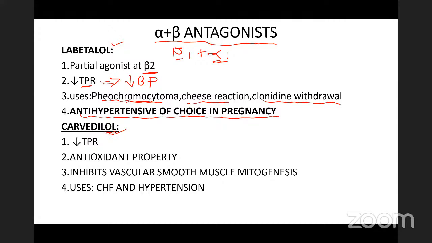Carvedilol. This is the other drug. It also blocks more beta 1 and beta 2 and less of alpha 1. Also they reduce the total peripheral resistance. It has got an additional property. It has got antioxidant property. It inhibits the free radical mediated damage, and also it inhibits the vascular smooth muscle mitogenesis, which produces beneficial effect in the treatment of hypertensive patients with congestive heart failure. Carvedilol, very important.